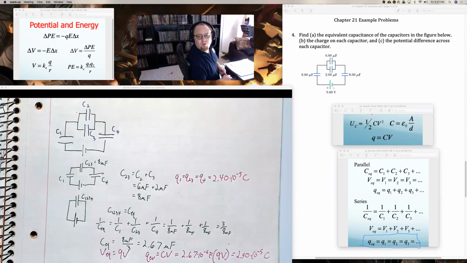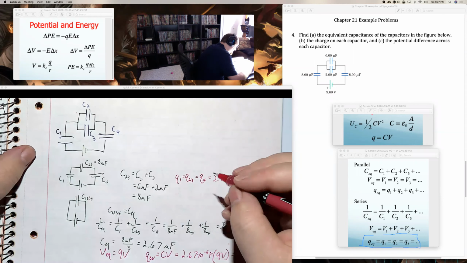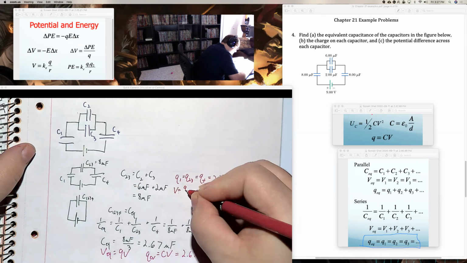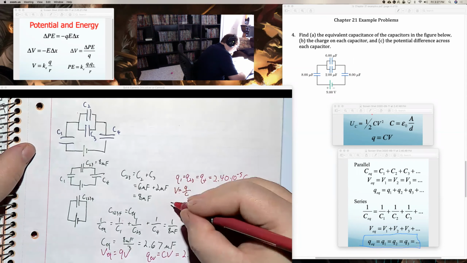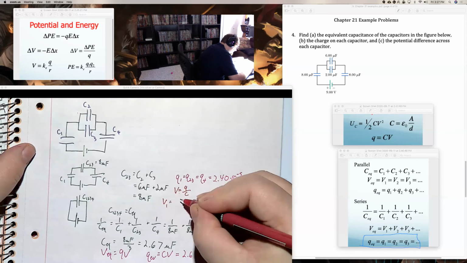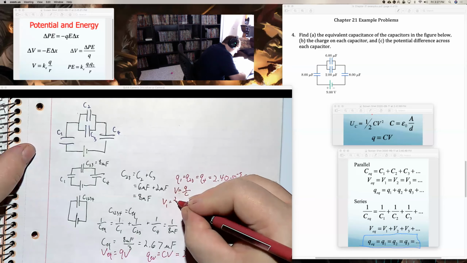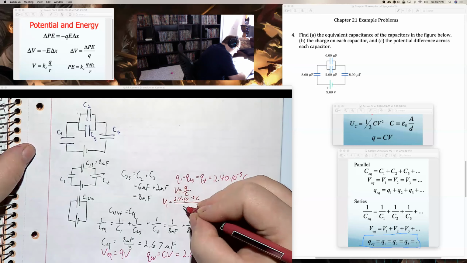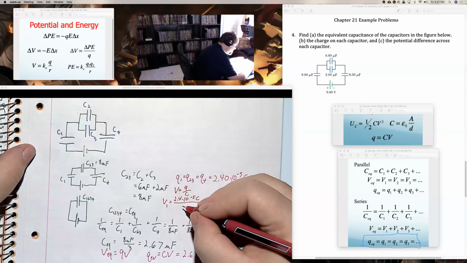I did say what's the charge on each one, what's the potential difference on each one. If I want to get the potential difference on each one, Q equals CV means that V equals Q over C. And so V1 is Q1 over C1. That was 8 microfarads.